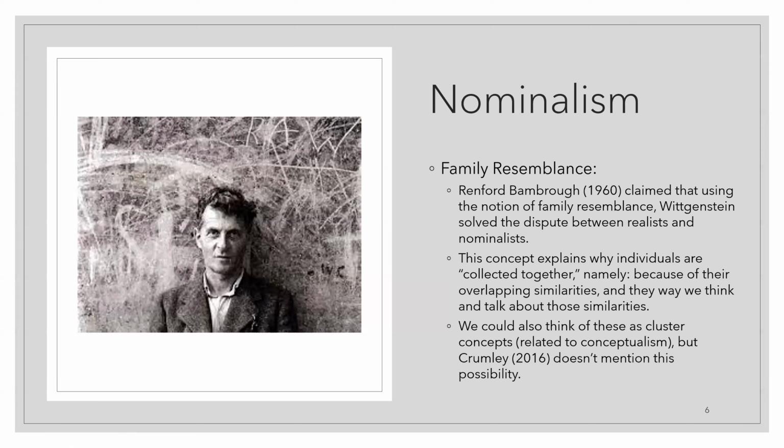Bambara, not sure if I'm saying that right, went so far as to claim that thanks to this notion of family resemblance, Wittgenstein actually managed to solve the dispute between realists and nominalists. And that's because it explains why we collect together individuals the way we do. They have differences, sure, but they also have overlapping similarities. And there are ways in which we talk about those overlapping similarities and think about them.